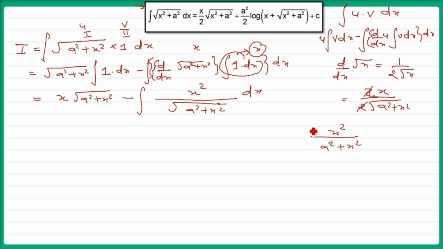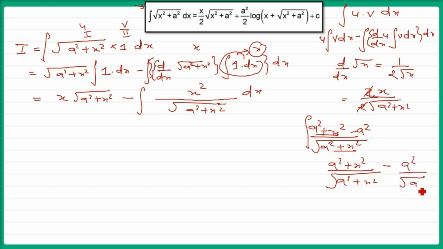Alright. Now I need this a square plus x square upstairs. So just add a square and subtract a square. When you add and subtract a square, what are you going to get? A square plus x square, you can separate it out. But remember, there is an under root in the denominator. So a square plus x square by under root a square plus x square. This is under root and this is also under root. Then minus a square divided by under root a square plus x square. We have separated these two terms and we will integrate them separately in different terms.